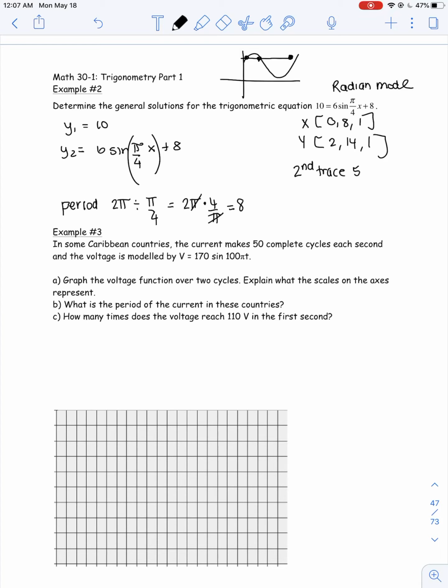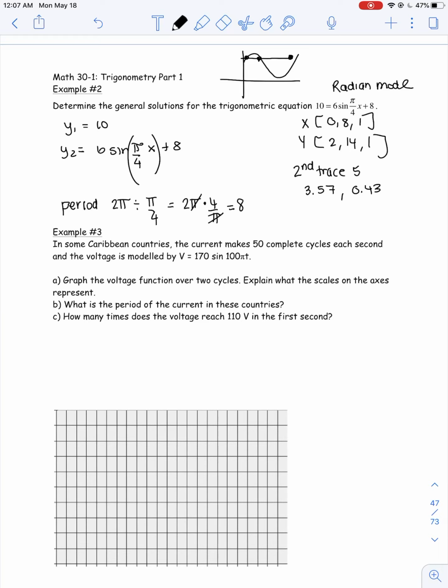So second trace, the first one, actually the second one would be 3.56, or 57 if you round to the nearest hundredth. And the y-coordinate we don't really care about right here. It's just the x-coordinate that we need. And our other intersection that we need is, so you want to move as close as possible to the intersection. So I get 0.43.